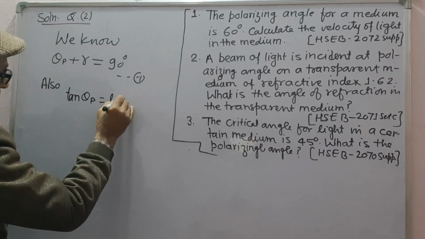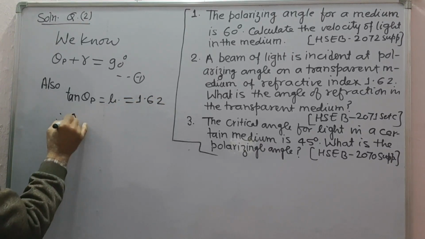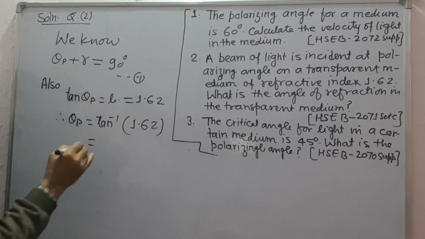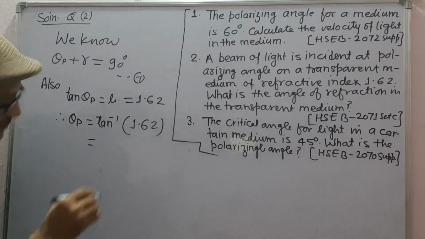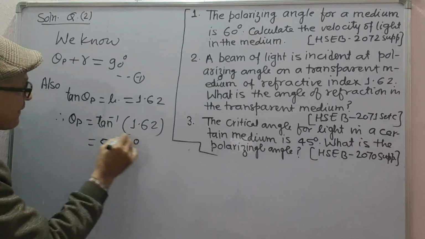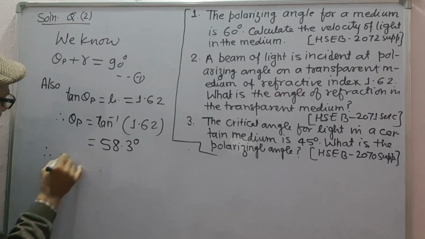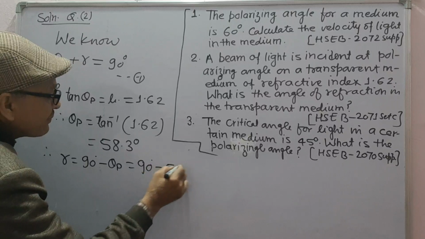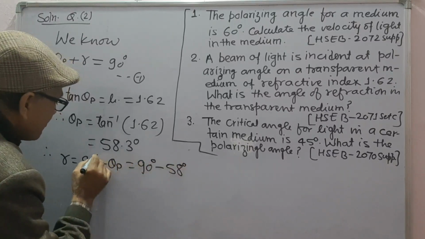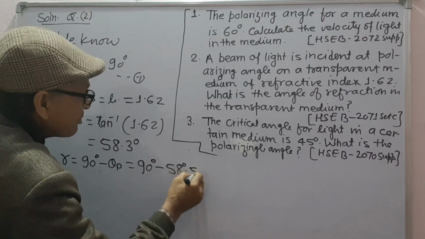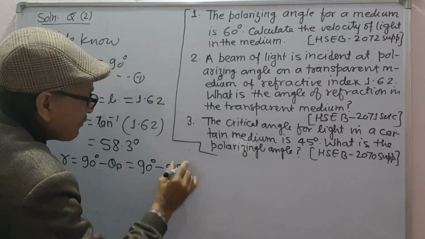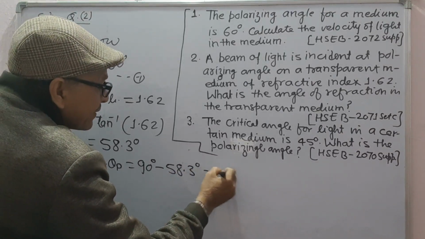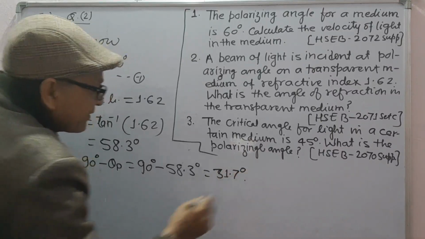Mu is given, 1.62. Theta p is equal to tan inverse of 1.62. The value of theta p is 58.3 degrees. From equation 1, r is equal to 90 minus theta p, 90 minus 58.3 degrees, which is equal to 31.7 degrees. Answer.